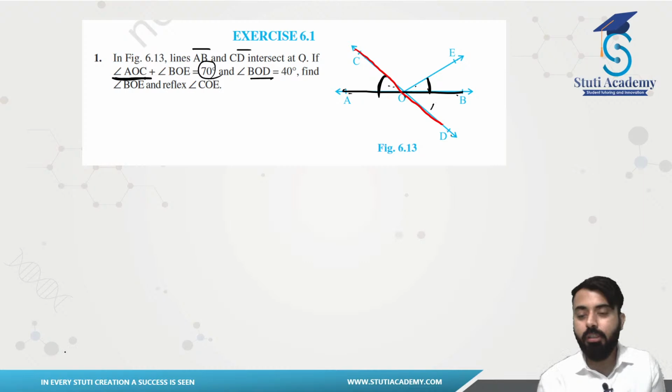Now to find out, angle BOD, this angle BOD, that means this one. Let me just change the ink so that you can distinguish this. So this angle right here, that is 40 degrees. So this is 40 itself, and angle AOC plus angle BOE, together they are 70 degrees.